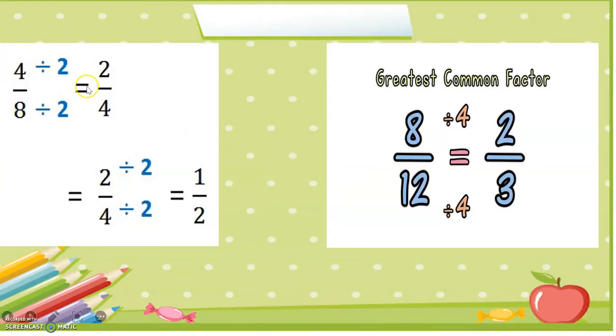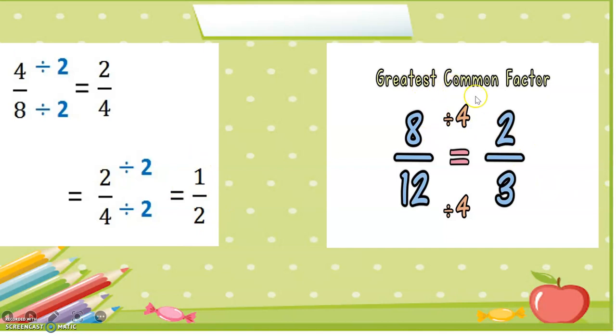Okay, so how do we get the simplest form? For example, the fraction is 4/8. So divide by 2. 4 divided by 2 and 8 divided by 2 equals 2/4. We still have 2/4, so 2 divided by 2 and 4 divided by 2 equals 1 over 2. So 1/2 is the simplest form.